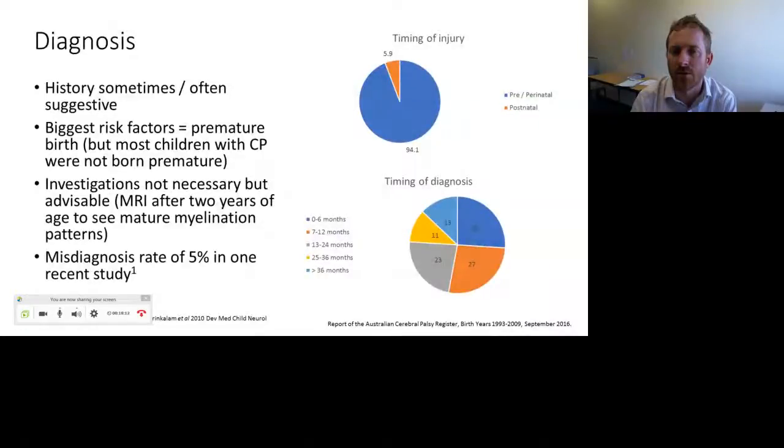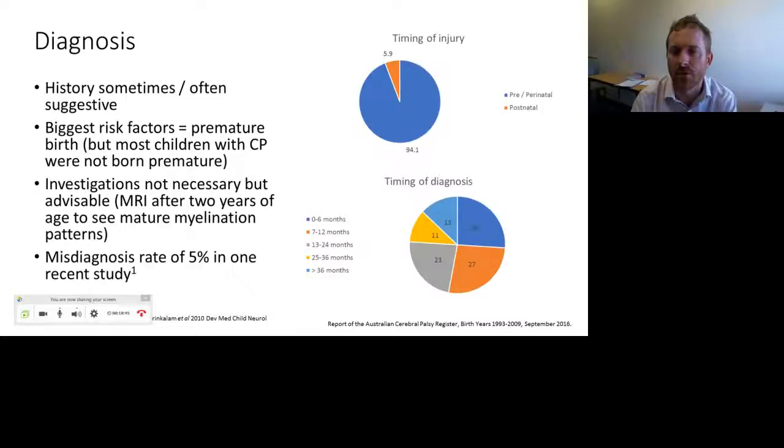So very frequently, the history is suggestive of cerebral palsy being a likely condition. The most common risk factor, or the biggest risk factor, is premature birth. But I should note here that most children with CP are not born premature. Other conditions that are associated with this are, in fact, male gender, which is slightly more prevalent. Also, twin births are another risk factor.